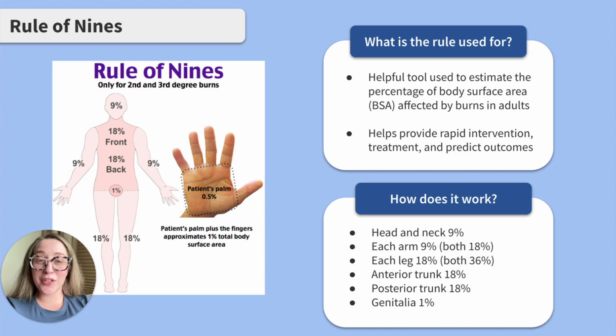If you have a smaller burn, you can use the Palmer method. This is where the client's hand equals 1%, and that's used to estimate the size of the burn.